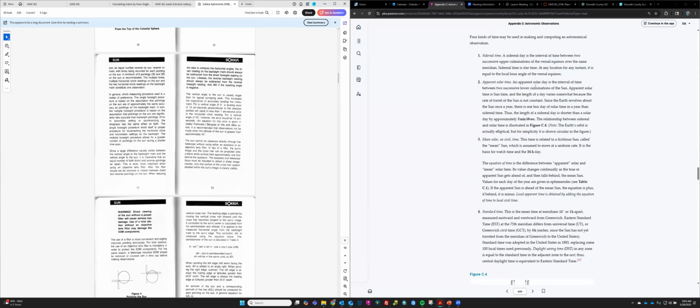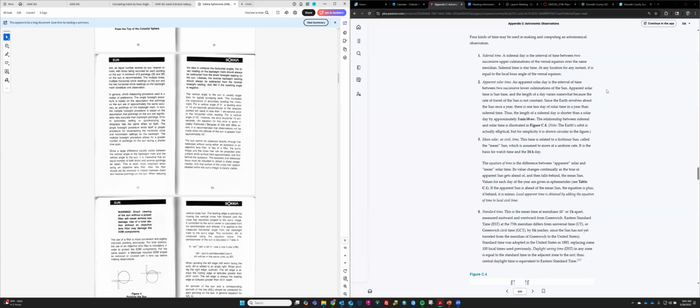Apparent solar time. Apparent solar time is the interval of time between two successive lower culminations of the sun. Apparent solar time is sun time, and the length of a day varies somewhat because the rate of travel of the sun is not constant. Since the Earth revolves around the sun once a year, there is one less day of solar time in a year than sidereal time. Thus, the length of a sidereal day is shorter than solar time by approximately 3 minutes and 56 seconds.